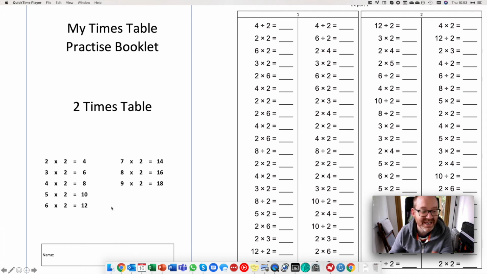3 2s are 6. 4 2s are 8. 5 2s are 10. 6 2s are 12. 2 2s are 4. 3 2s are 6.